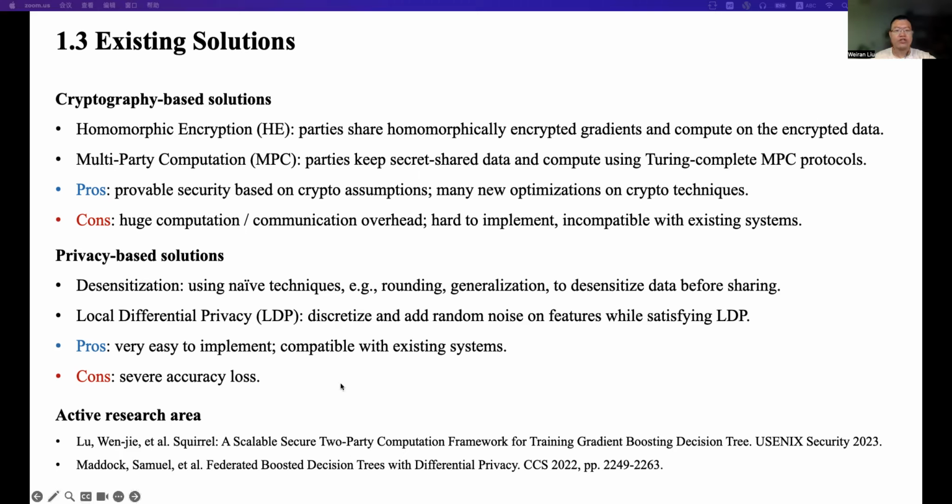We know that secure GBDT training is a very active research area. We remark two new solutions. One is based on MPC and FHE, accepted by USENIX Security 2023, and one is based on differential privacy, accepted by CCS 2022.